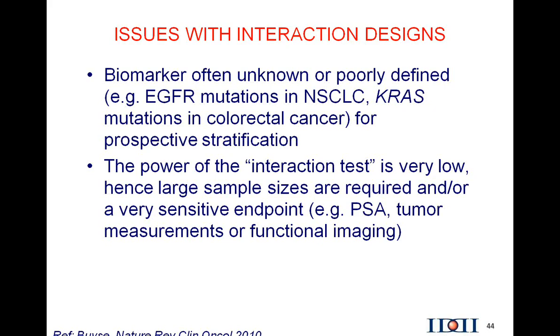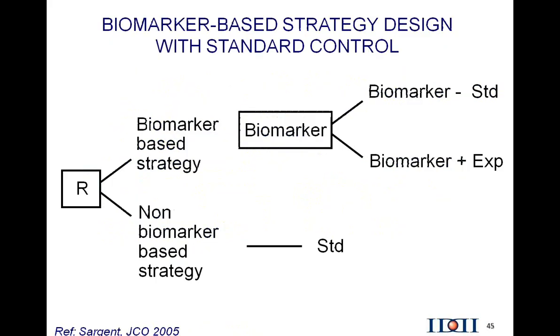of finding an interaction. Now, very often, endpoints used in these trials are progression-free survival or even overall survival. The problem is that these are not sensitive endpoints. So if an interaction design is considered, it's probably a better idea to choose a more sensitive endpoint, such as PSA in prostate cancer, or even simply tumor measurements in solid tumors, so that the tumor measurements over time can be used as an endpoint instead of, or in addition to, progression-free survival.